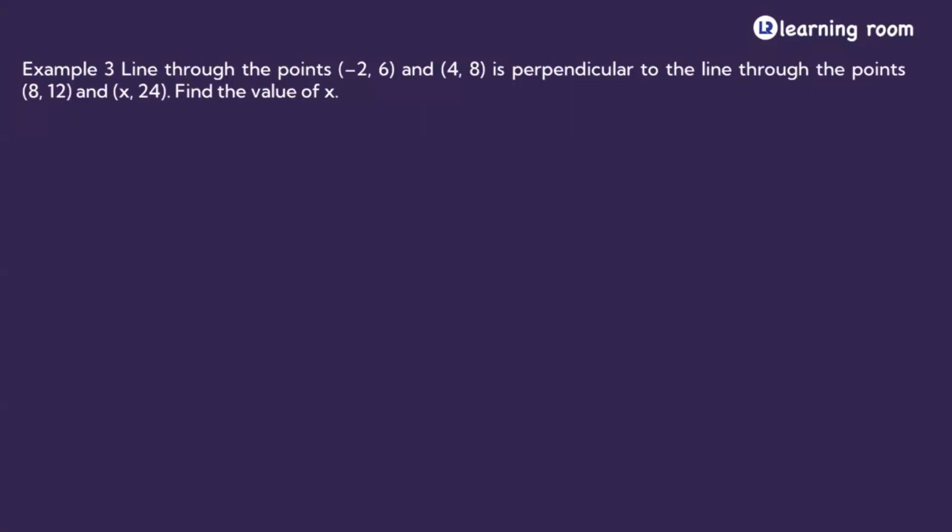Next one. The third question is, the line through the points minus 2, 6 and 4, 8 is perpendicular to the line through the points 8, 12 and x, 24. Find the value of x. So here I would like to give you a hint. Whenever 2 points are given, the first point that you need to make a note of is that the slope of the line is given. You can ask me how. So if 2 points are given, the slope of the line is given.